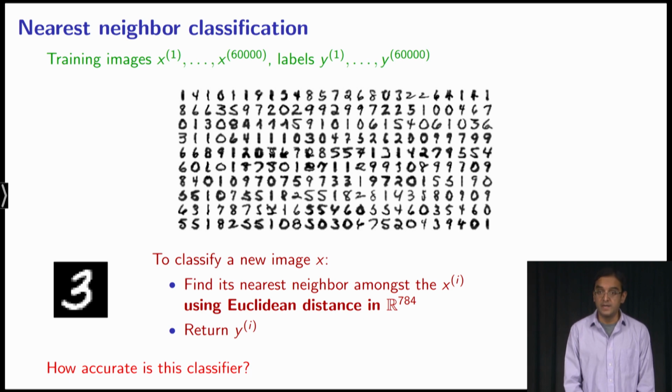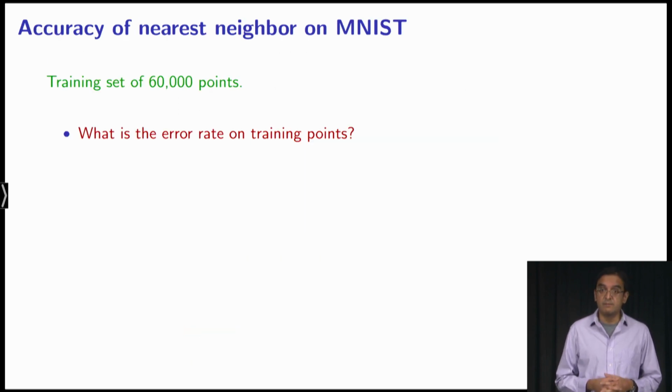We have our training set of 60,000 images, and to classify a new image x, we're going to look through these 60,000 images and find the one that is closest in Euclidean distance to x under this 784-dimensional vector representation that we just discussed. We're going to find that nearest neighbor and return its label. So how good is this classifier? How accurate is it? Let's look at some numbers.